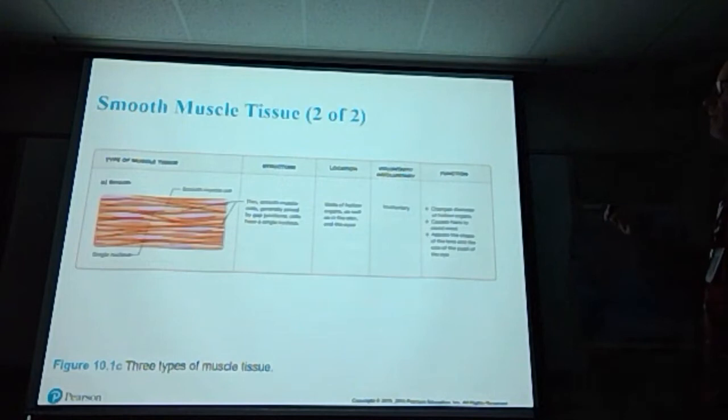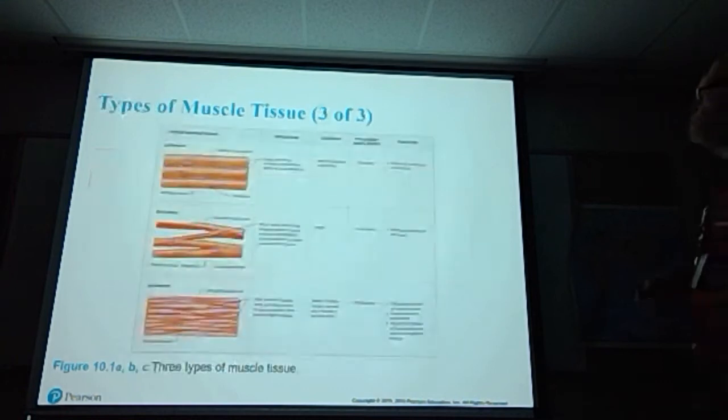Again, there are figures from the book. You see the cells pointed at the ends, bulging in the middle, centrally located nuclei, found in the walls of the hollow organs, and again, under involuntary control. Changes the diameter of the hollow organs, causes the hairs to stand erect, adjusts the shape of the lens and the size of the pupil of the eye.